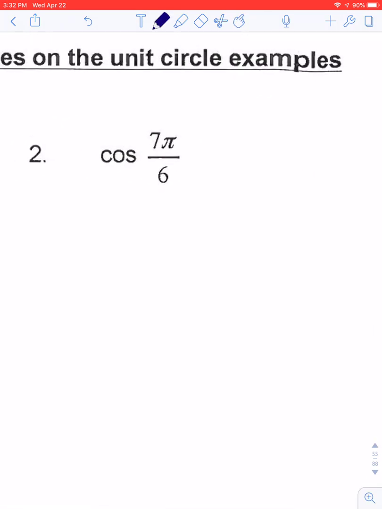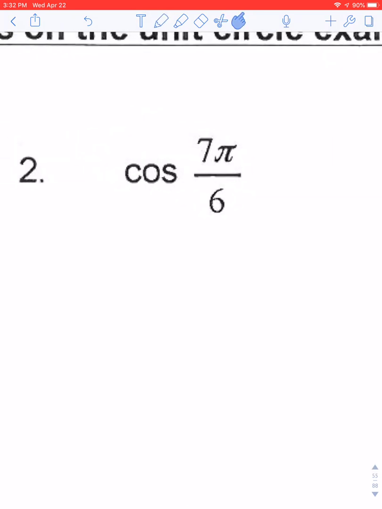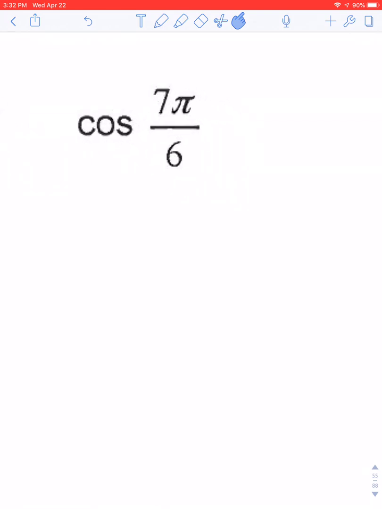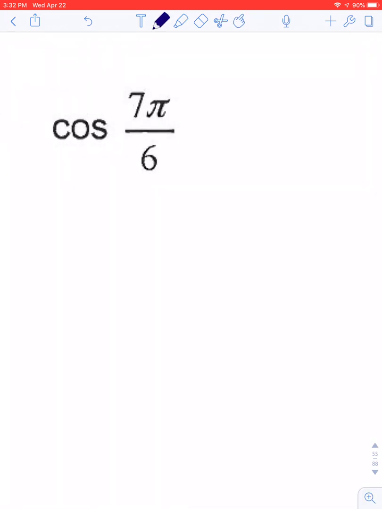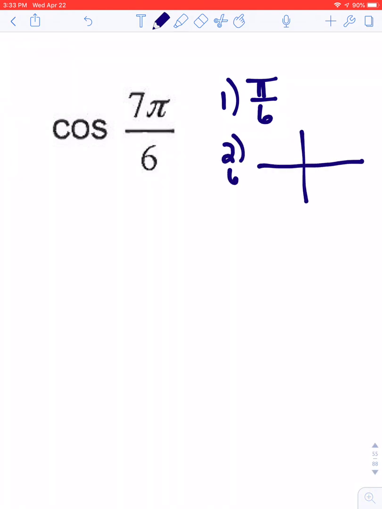Now I'm going through those steps, those three questions, but as you get better, it's really not going to be as long of a problem. I just want to make sure you understand how this works. So the second one, I know it's the family of pi over 6's, so I know I can steal that ordered pair. The second thing I'm going to do is figure out the quadrant it's in, and I could use a road map. I know it's going to be the third quadrant.